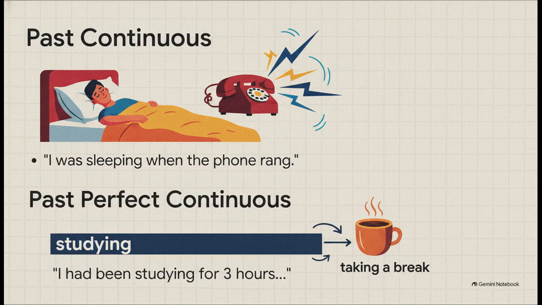I was sleeping when the phone rang. The sleeping was in progress, right? And then the phone interrupted it. The past perfect continuous, on the other hand, focuses on a duration leading right up to another past event. Like, I had been studying for 3 hours before I took a break. You're really highlighting the chunk of time spent before that break even happened.